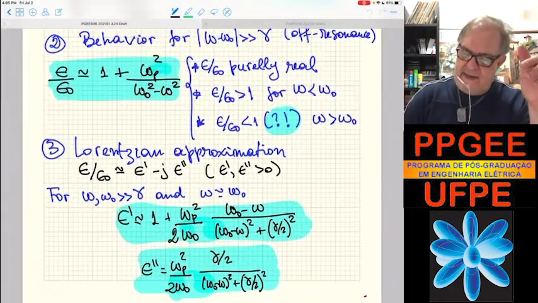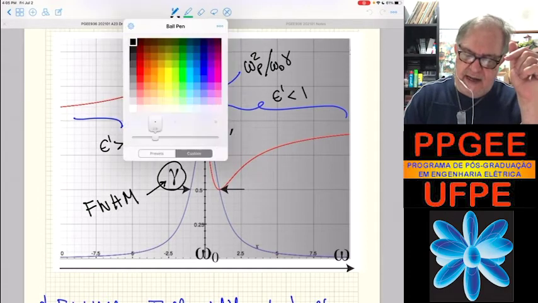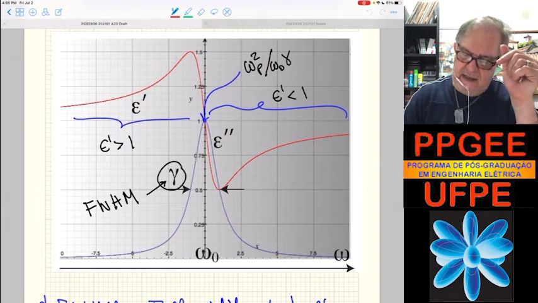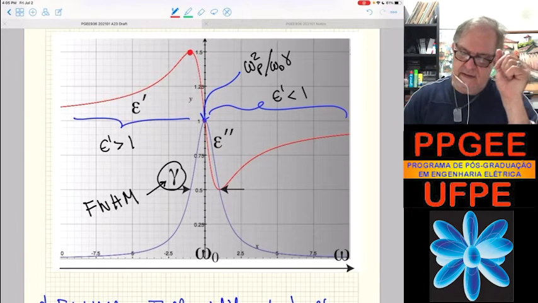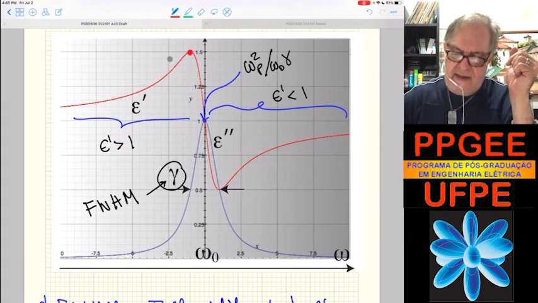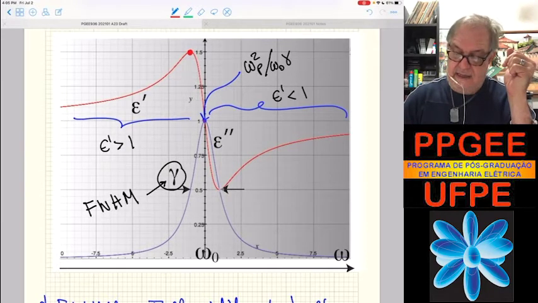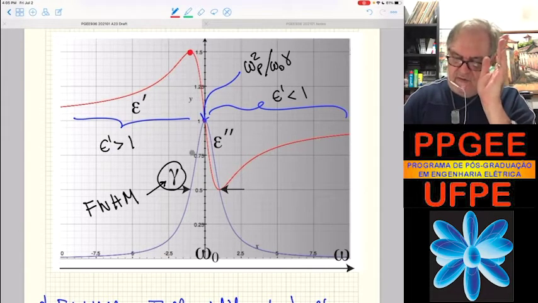So this is the behavior of the permittivity function. Let's look at the real part. The real part equals 1 here. Right? So it has a peak right here, and has a minimum, and this peak takes place when you depart from the resonance frequency by gamma over 2.